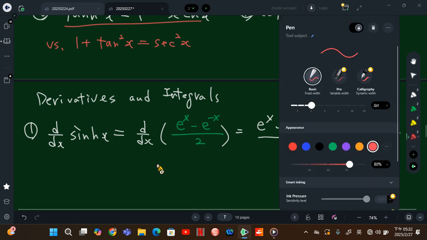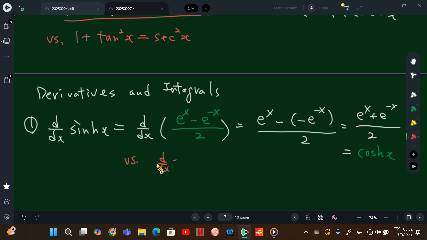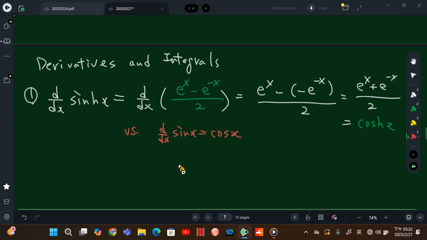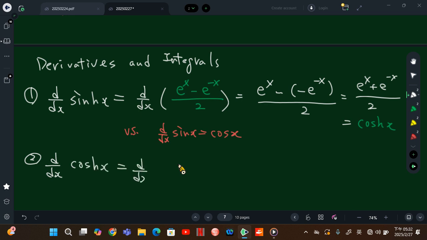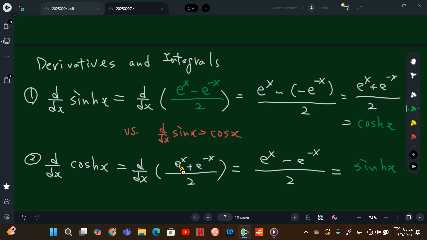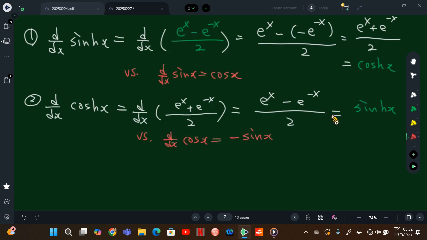Did you try to think about when you differentiate sine x, you still get cosine x, right? So follow the same idea when you differentiate hyperbolic cosine x. Then it will be e to the power of x minus e to the power of negative x, which is simply hyperbolic sine x. So just also make a comparison. When you differentiate cosine x, it will be negative sine x. So different. That's why I say they are quite similar, but actually they are still not the same, right?